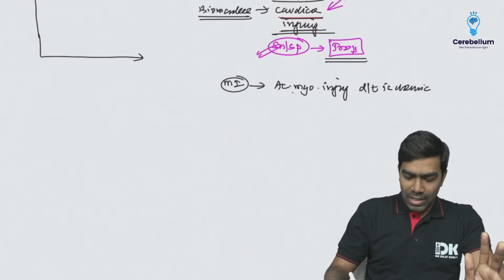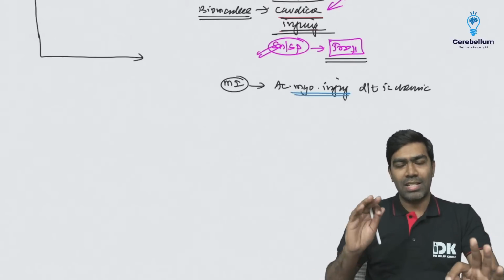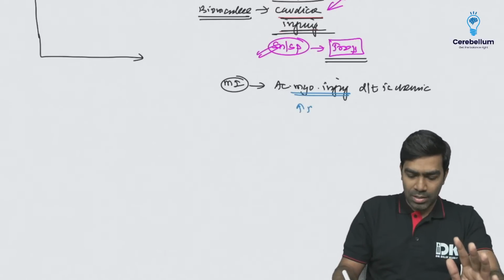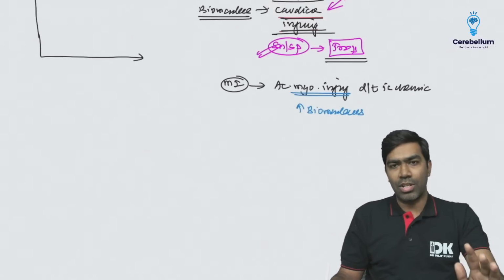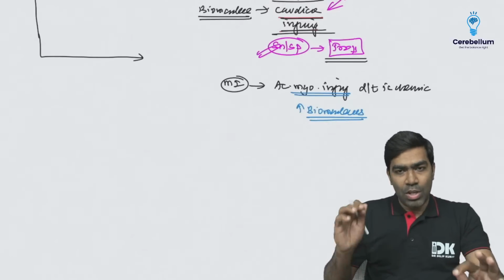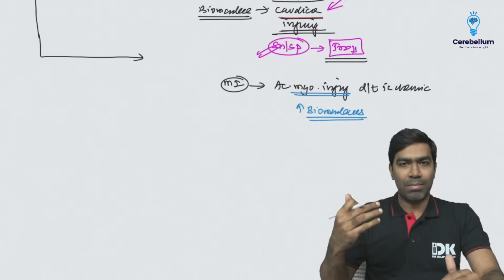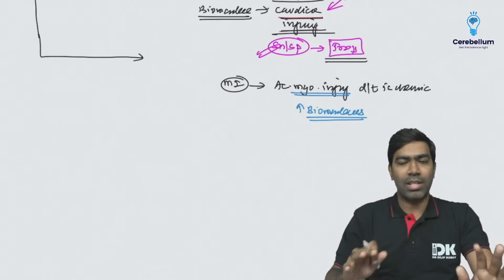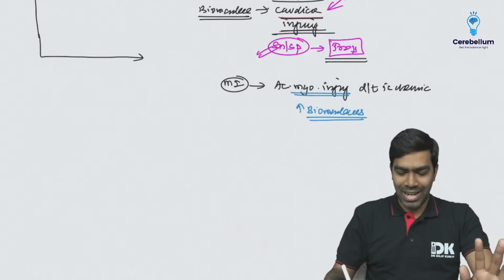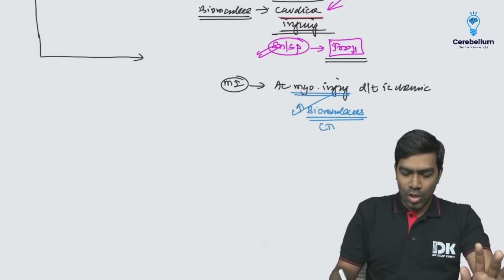So how will you say that the patient is having myocardial injury? Whenever there is an increase in cardiac biomarkers, I can say that the patient is having myocardial injury. That is the reason why I have to use a specific biomarker and a sensitive biomarker to pick up the injury earlier. At the same time, I should be sure that the injury is in the heart only, not anywhere else in the body. That is the reason why I am going to use troponins for that.